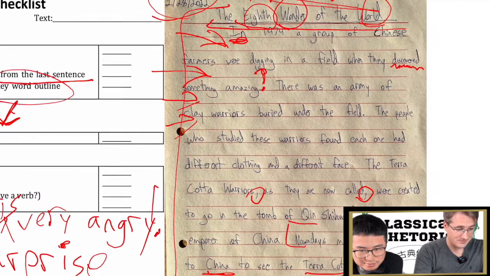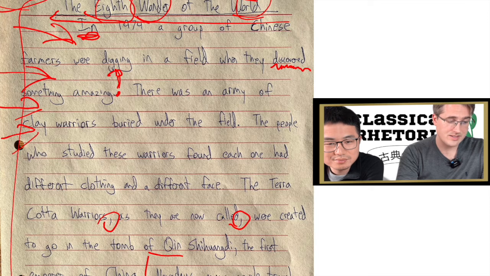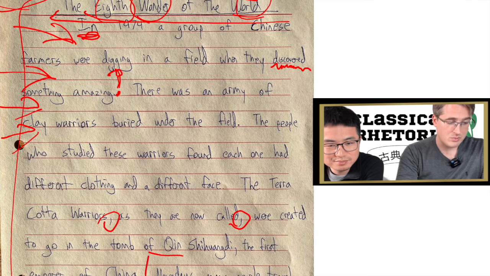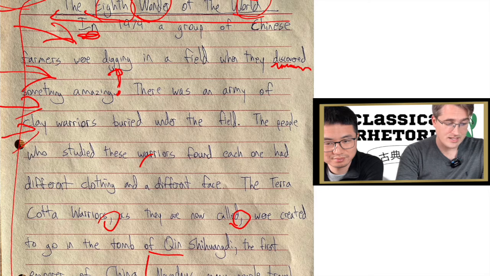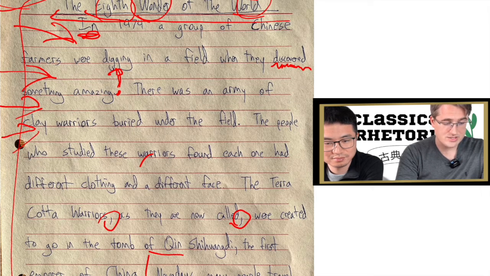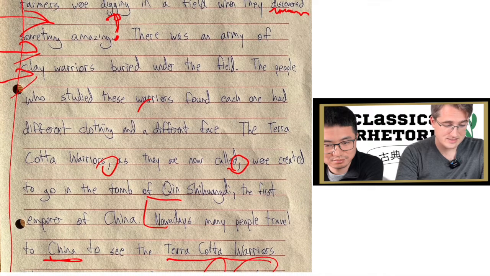Let's look at it. The eighth wonder of the world. In 1974, a group of Chinese farmers were digging in a field when they discovered something amazing. There was an army of clay warriors buried under the field. The people who studied these warriors found each one had different clothing and a different face. The terracotta warriors, as they are now called, were created to go in the tomb of Qin Shi Huangdi, the first emperor of China. Nowadays, many people travel to China to see the terracotta warriors.